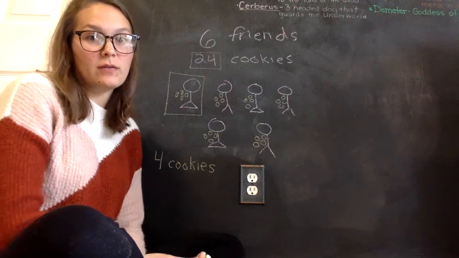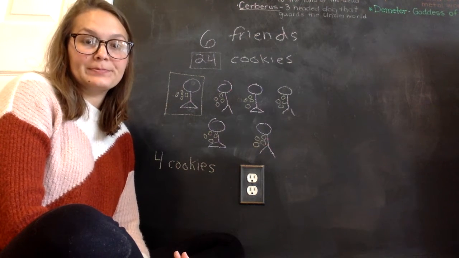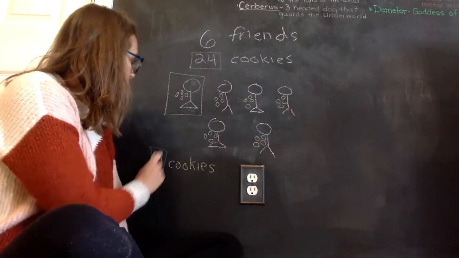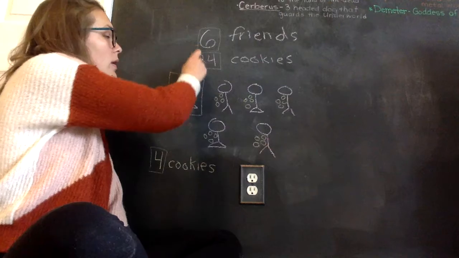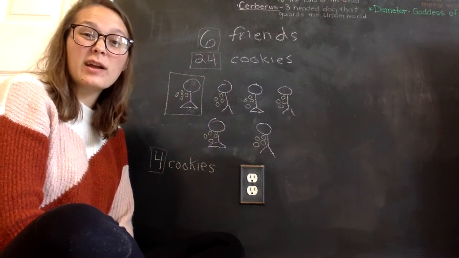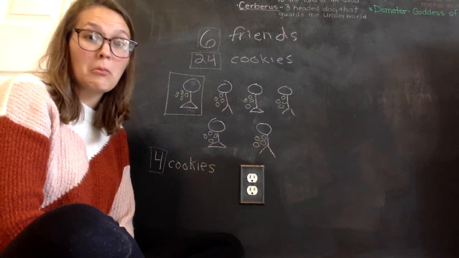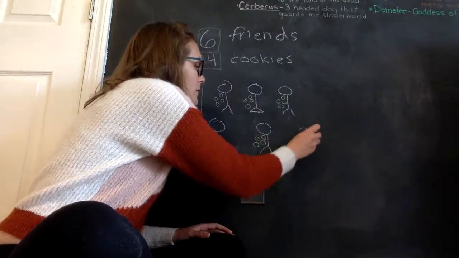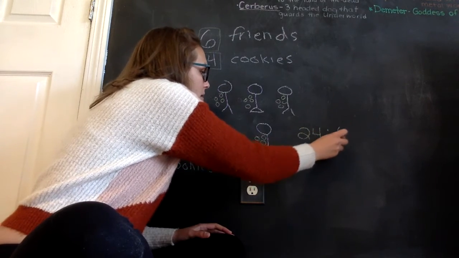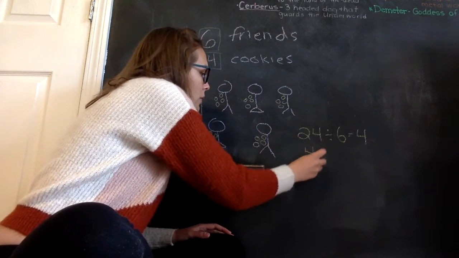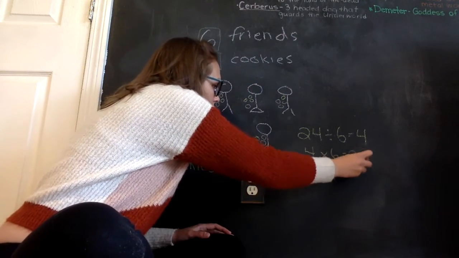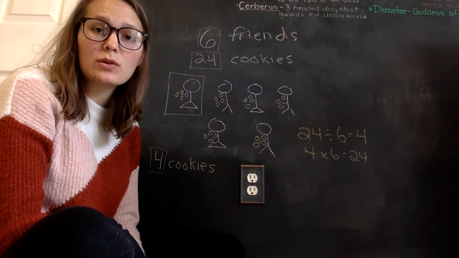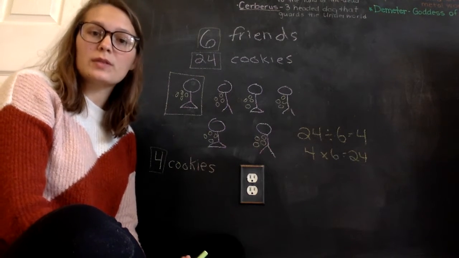Now, the equation for this. Anyone know how these 3 numbers, 4, 6, and 24, fit together in a fact family? There are actually 4 different equations you could come up with. We could do 24 divided by 6 equals 4. 4 times 6 equals 24, or the turnaround rule for either of those. Those would be equations that are appropriate for this problem.